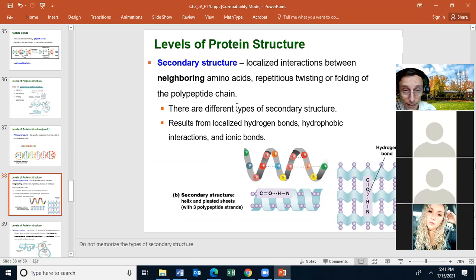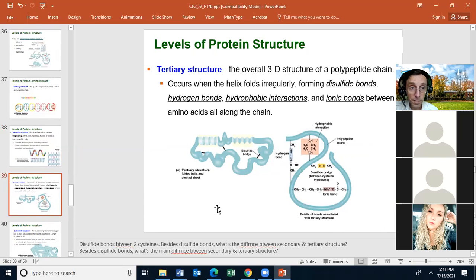What is key in the secondary structure is that it's only the localized nearby amino acids which are interacting with each other. All right? And that gives rise to different shapes, which I'm not going to hold you to. There's the alpha helix, which is shown here, the beta pleated sheet, and then the random coil, which we're not going to talk about. Okay?